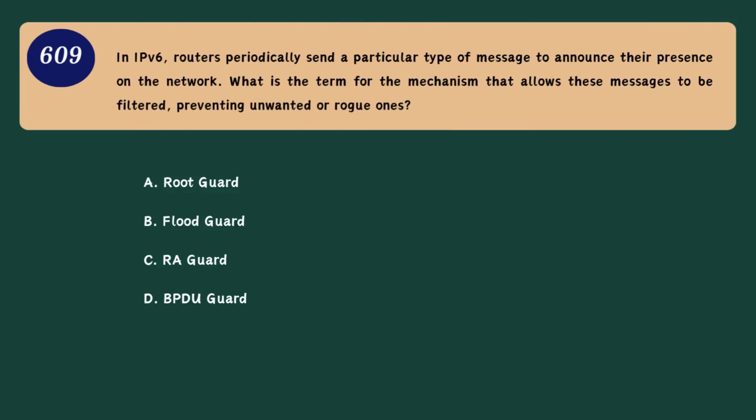Question 609. In IPv6, routers periodically send a particular type of message to announce their presence on the network. What is the term for the mechanism that allows these messages to be filtered, preventing unwanted or rogue ones? A. Root guard. B. Flood guard. C. RA guard. D. BPDU guard.